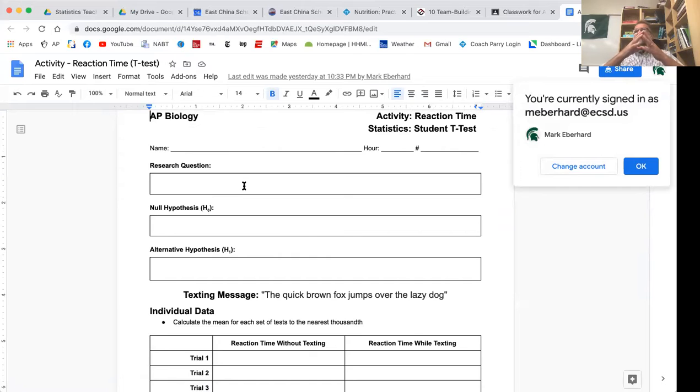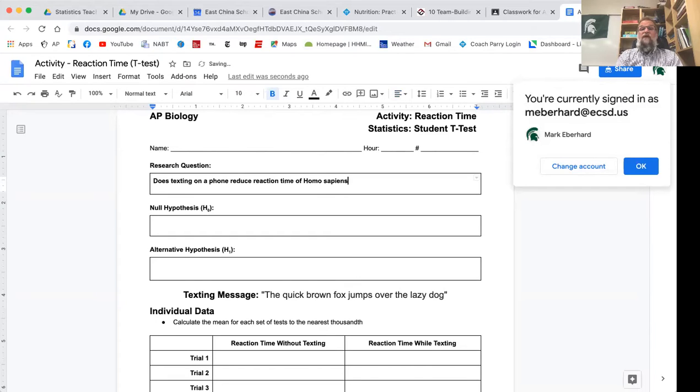So what we're looking at in this particular test is, does texting on a phone interfere or reduce your reaction time? Is essentially what we're going to be doing. So we came up with a research question. Does texting on a phone reduce reaction time of, and our test subjects were ourselves, so we're going to say Homo sapiens, which is, of course, the scientific name for humans. Does texting on a phone reduce reaction time of Homo sapiens?